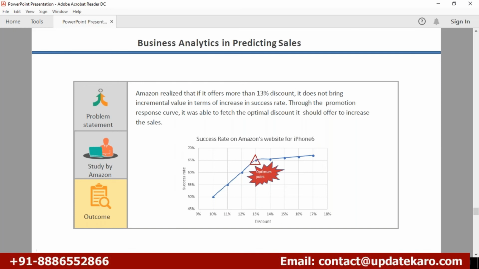On a study, they found that they were increasing the discount from 10% to 11%, 12%, like that. And they found that at 13%, the sales was getting stagnant. Beyond that, even if they increased the discount, the sales was stagnant. So at that point, they can understand, yes, 13% is the optimum discount that we should give. Beyond that, it doesn't matter whether we increase the discount or not.